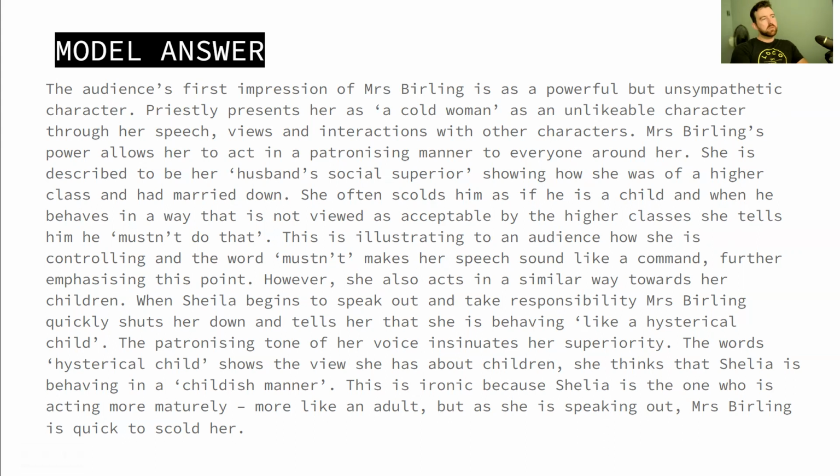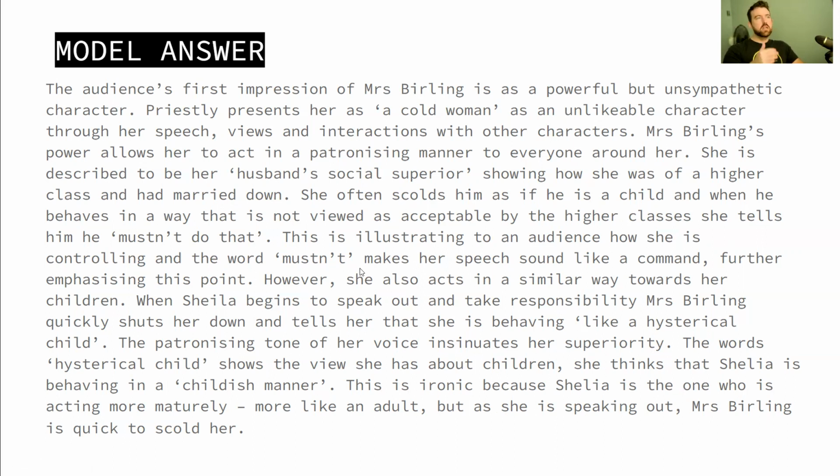When Sheila begins to speak out and take responsibility, Mrs. Birling quickly shuts her down and tells her she's behaving like a hysterical child. The patronizing tone of her voice insinuates her superiority. The words hysterical child show the view she has about her children. She thinks that Sheila is behaving in a childish manner. This is ironic because Sheila is the one who is acting more maturely, more like an adult, but as she is speaking out, Mrs. Birling is quick to scold her.